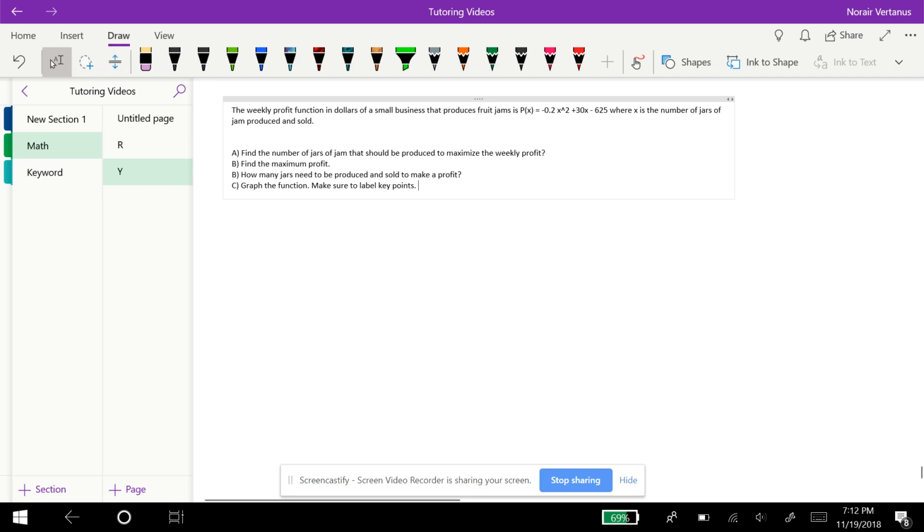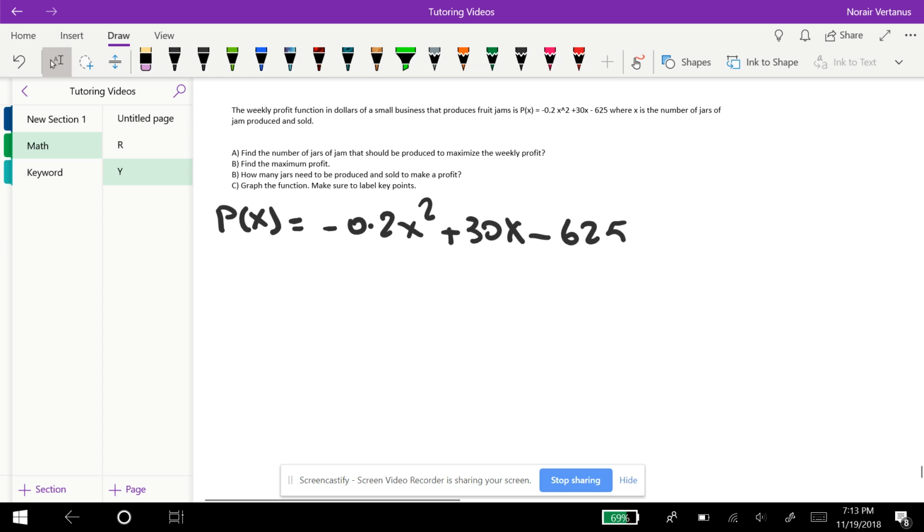All right, here's a question. The weekly profit function in dollars of a small business that produces fruit jams is P of x equal to negative 0.2x squared plus 30x minus 625. So let's write it down. P of x is equal to negative 0.2x squared plus 30x minus 625, where x is the number of jars of jam, and P of x is the profit function.